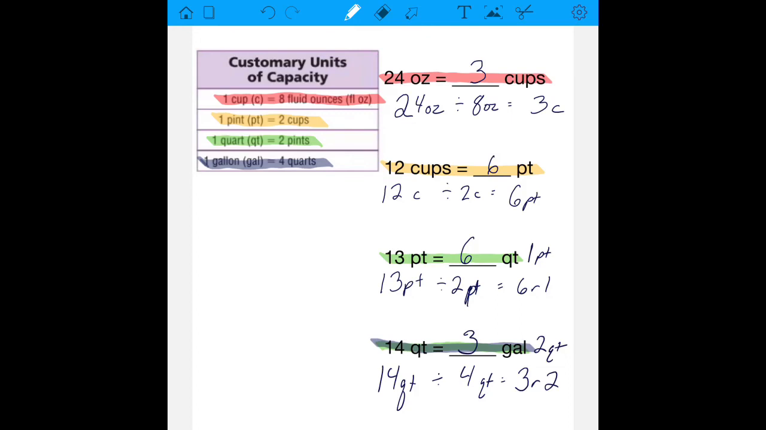So when I look at this one, I have moved over from the right side of my chart, and I was moving all of those over to the left side. Those were the unknown ones. So in this case, I was moving from right to left, and that means that I need to divide in order to solve that. I hope this helps you out when you are doing your conversions on your own.